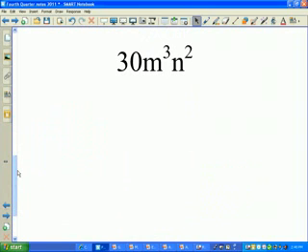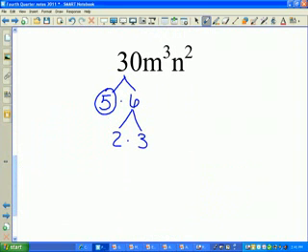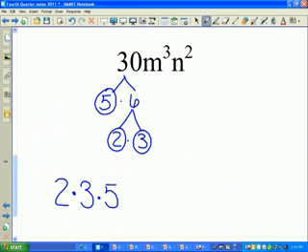So we have 30m cubed n squared. If you want to pause this so you can do it by yourself, go ahead. Okay. For the 30, I could break it down as 5 times 6. This 5 is a prime number, but this 6 is a composite number, which can also be broken down into 2 times 3. So if I want to put it in numerical order, I'll have 2 times 3 times 5.